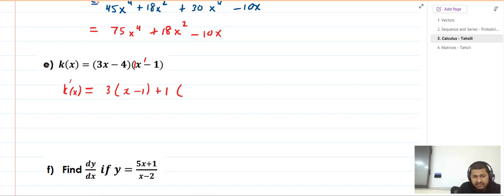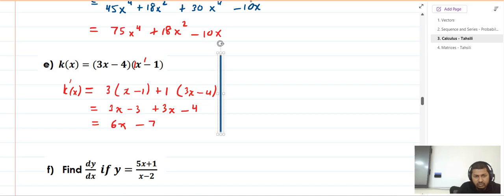And leave the second function, which is 3x minus 4. So what I have is 3x minus 3 plus 3x minus 4. So 3x plus 3x is 6x minus 7. Is there another way to do this problem with a product rule?